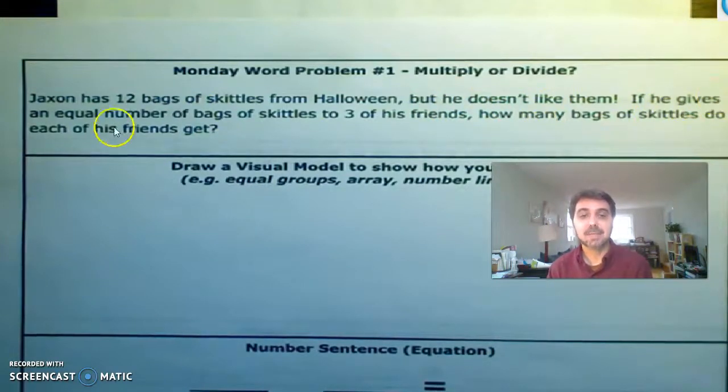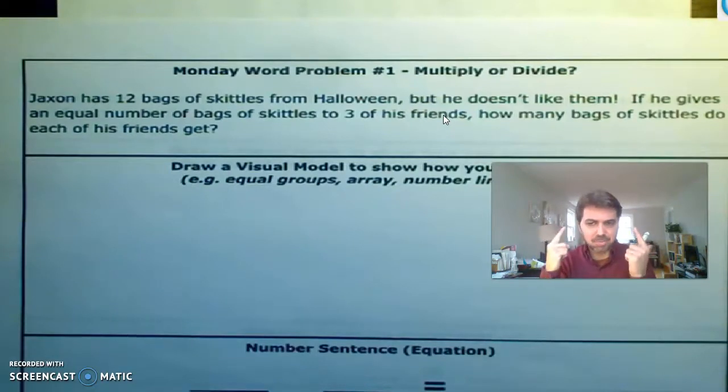If he gives an equal number of bags of Skittles to 3 of his friends. Okay, so he has 3 friends. He gives an equal number of them out to them. I'm already getting a sense. Am I going to multiply or divide? How many bags of Skittles do each of his friends get? Okay, so we have to figure out how many bags of Skittles each of his friends gets.